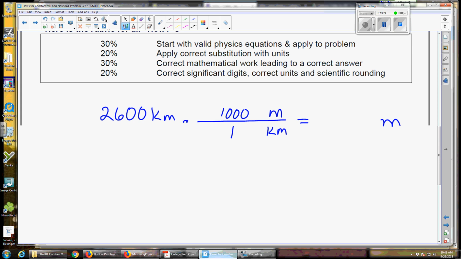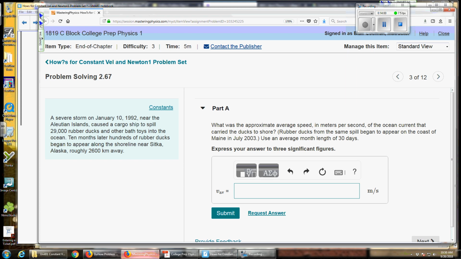That means 2,600 kilometers would end up being 2.6 times 10 to the 6th meters. Or 26 followed by 5 zeros is the other way to think about it. So you can think about it that way if you don't like scientific notation. Either way, they're both the same. And then I want to do 3 months? 10 months.